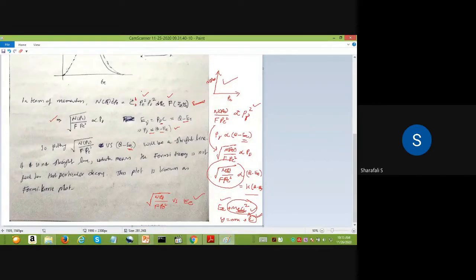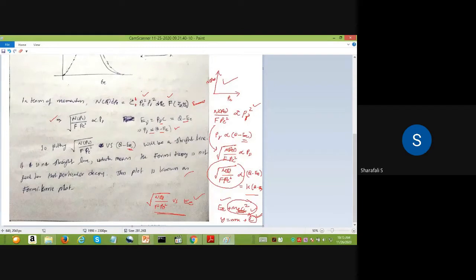But this relation will give you a straight line. So that straight line, that is the graph or plot between root of N of p by f of p times p square versus the kinetic energy of the electron, will give you a straight line, and that straight line is called the Curie plot or Fermi-Curie plot. So that Fermi-Curie plot is actually what we have derived from the Fermi theory of beta decay.